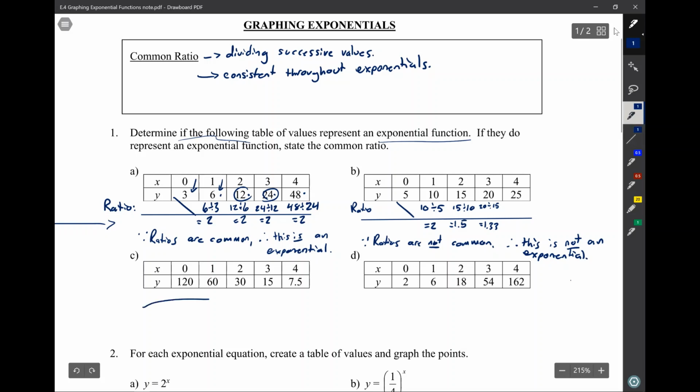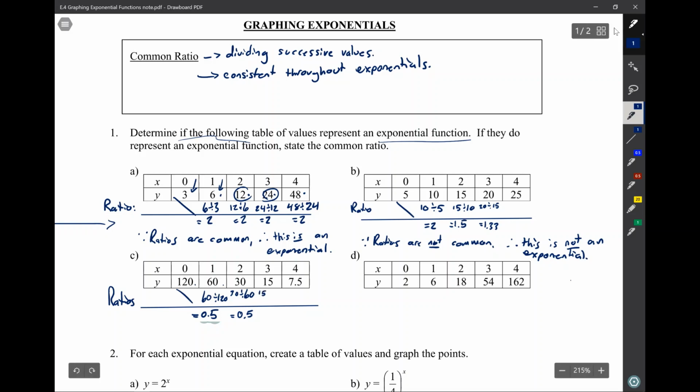Again, we're going to calculate our common ratios here. Don't calculate the first one. And then I do 60 divided by 120. We always do the second one divided by the first. So 60 divided by 120 equals 0.5. Looking at the next one, 30 divided by 60. Well, if I put that into my calculator, it equals 0.5 again, so that's a good start.